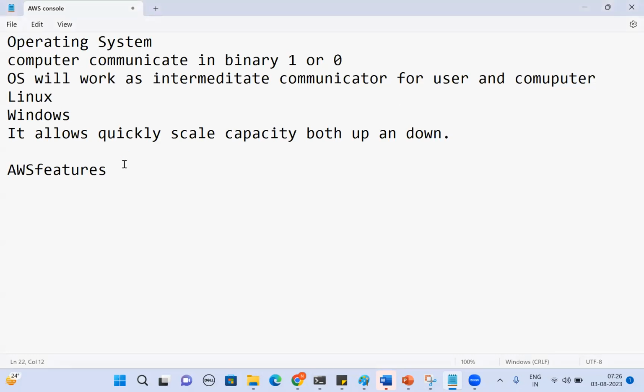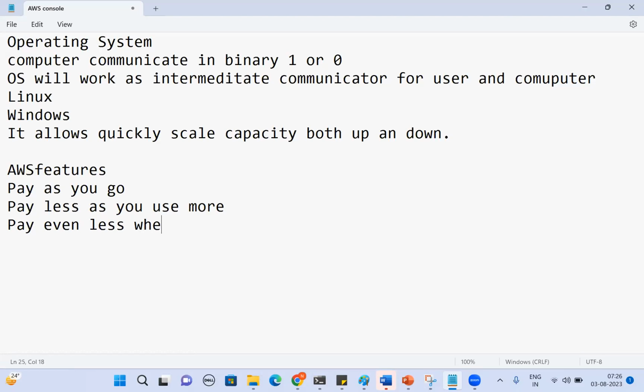Okay, so AWS features. There are various ways of payment for using the services of AWS. One is the pay as you go model. The second is pay less and use more. And another one is pay even less when you reserve capacity.